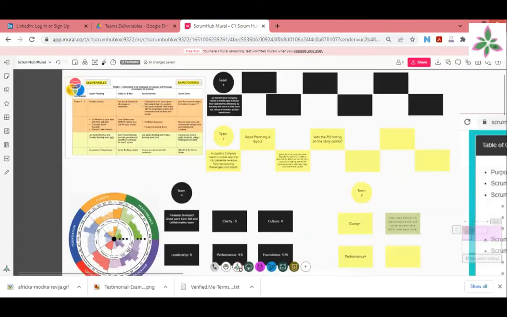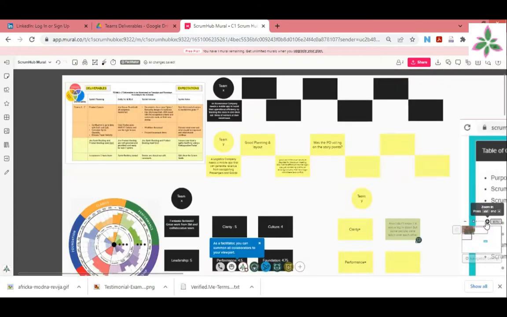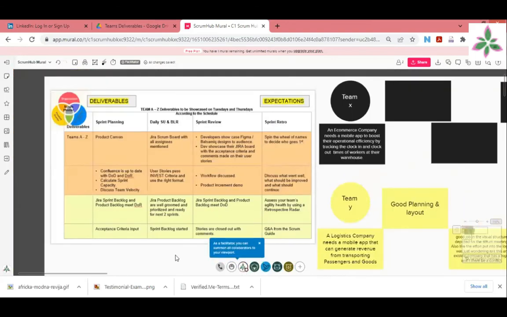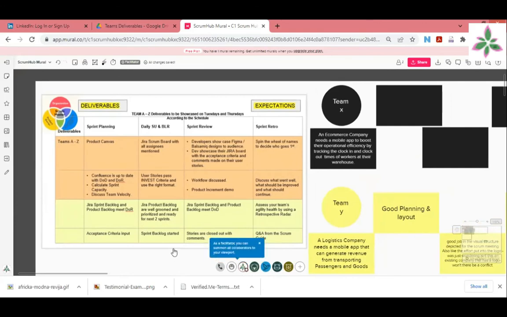In fact, let me go back up. Where is this one? Yeah, that's why people run away from PO and rather do Scrum Master, because the work there is a lot.